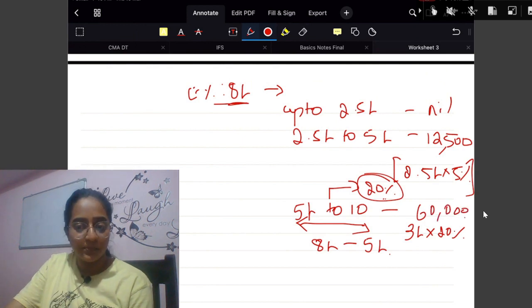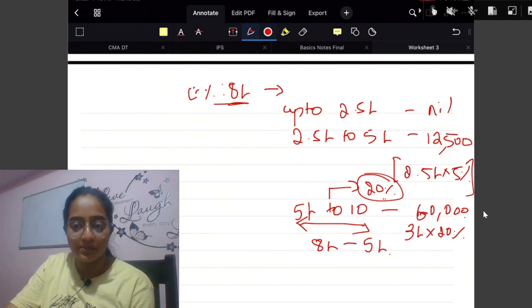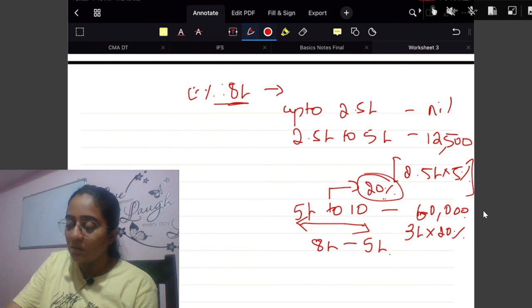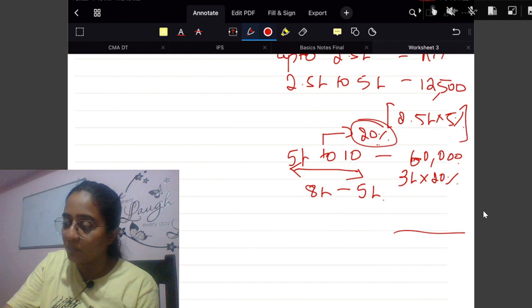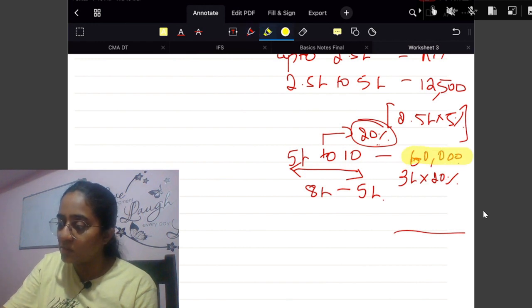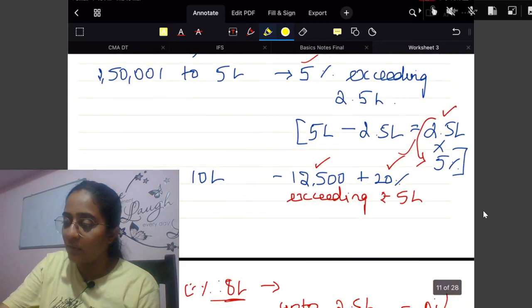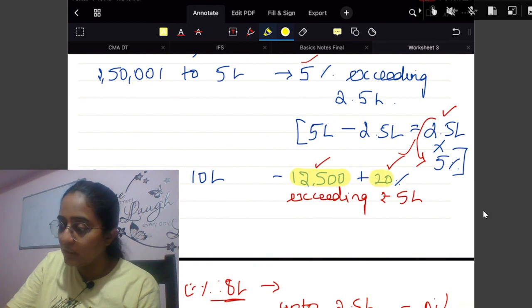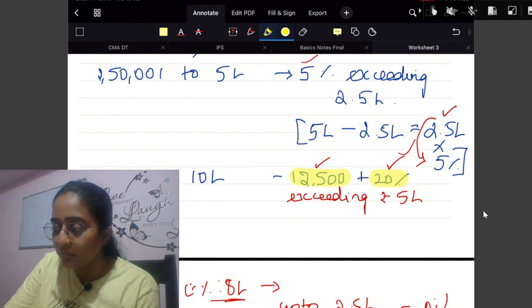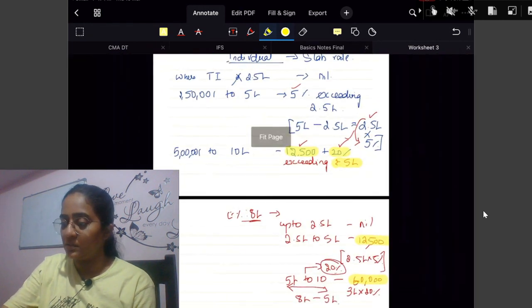60,000 for that matter. Simple. It's going to be 60,000. Now, your tax payable has become 60,000 plus 12,500. That is what I've recorded over here. 12,500, however, I have directly taken as total, plus 20% on the income exceeding my 5 lakh rupees. That is what I've taken in my question.